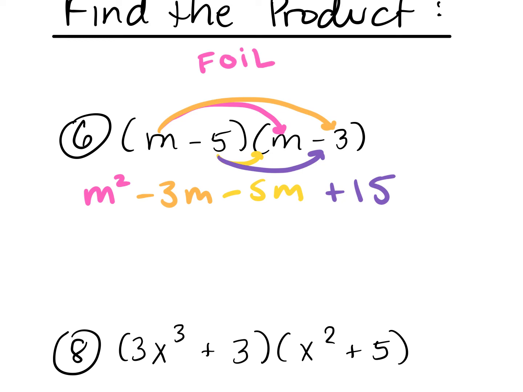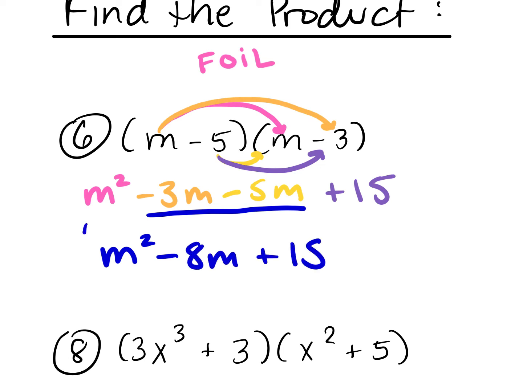And then what should I do next? Perfect. I combine the like terms that I have in the middle here. So everything else stays the same. I have m squared. What is negative 3m minus 5m? Negative 8m. And then plus 15.